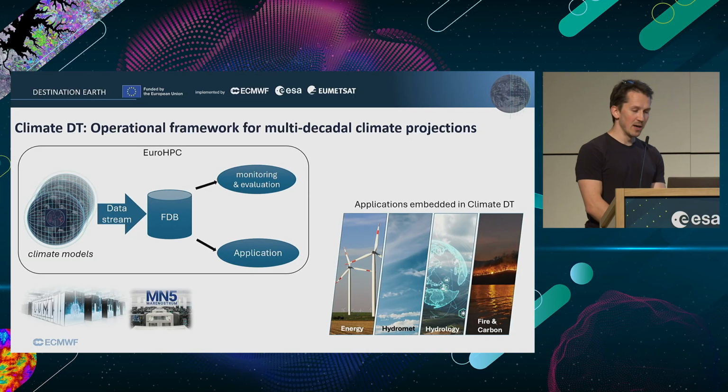Now, you're going to hear a lot more about applications in the next presentations. This is just to say that in the climate DT, we have 4 impact sector models directly embedded that run in the workflow and the EuroHPC system. And we have many more that run on the climate DT output that is provided via the data lake and platform.